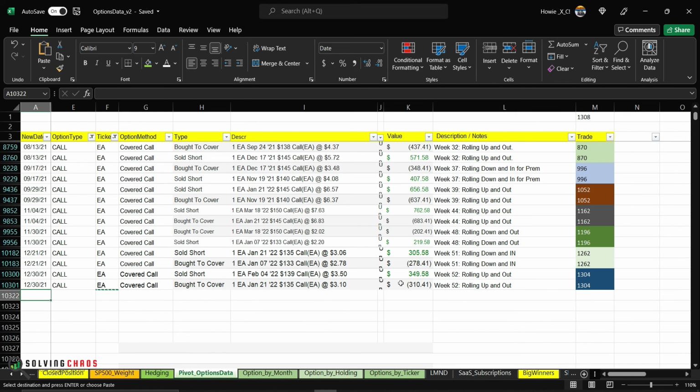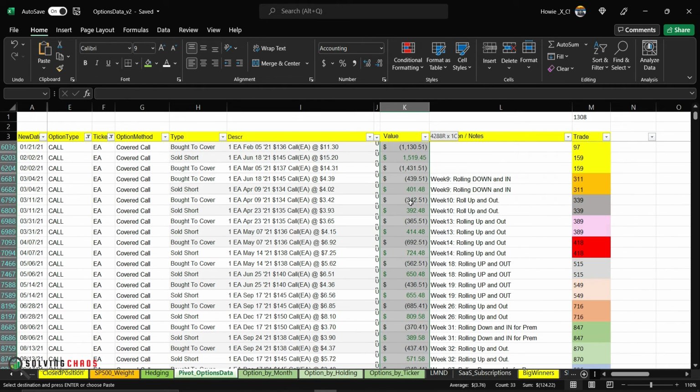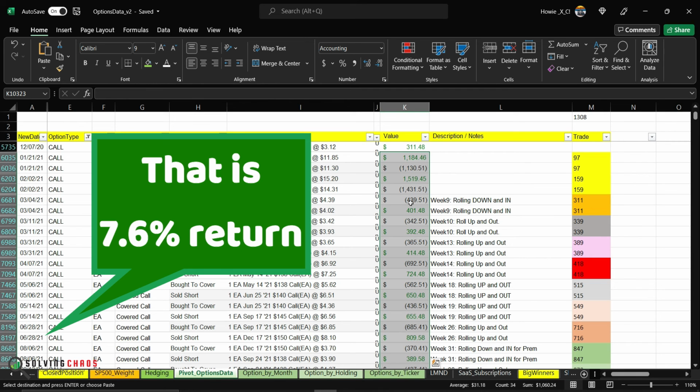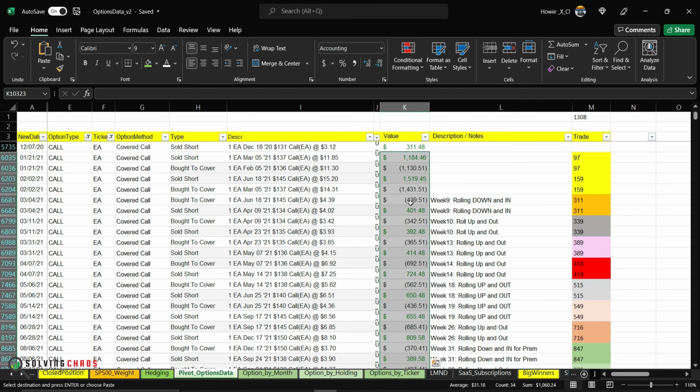So what's nice is it shows you that even collecting small premiums over the course of the year, $1,000 in premiums is quite a bit of money to collect on EA. Remember, we're talking about a $13,000 holding. If you did nothing all year, and the stock didn't move all year, you made no money. But by collecting $1,000 in premium, you can make a 7 or 8 or 10 or 12. In this one, I got maybe a 7% yield, $1,000 on $12,000 capital.